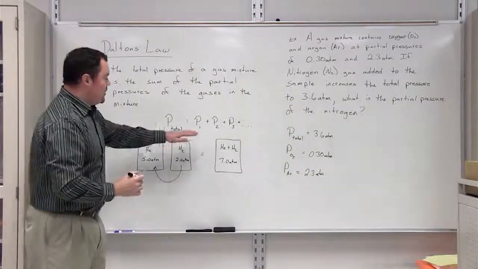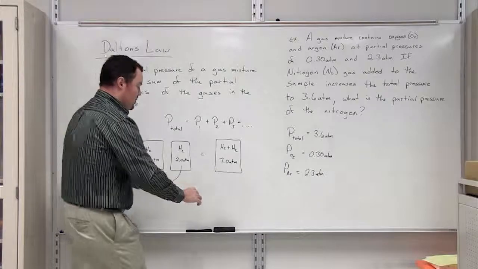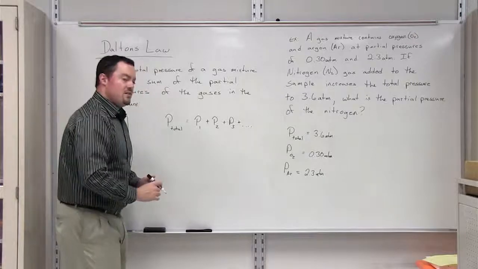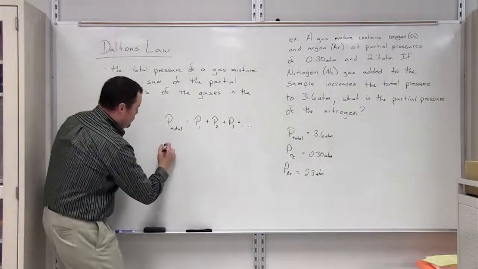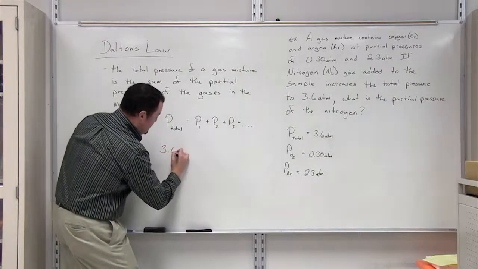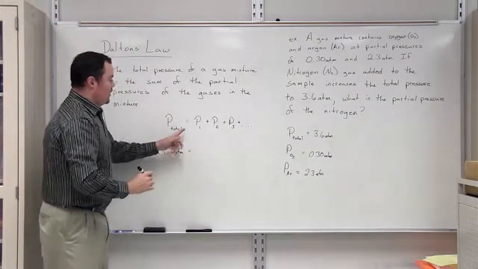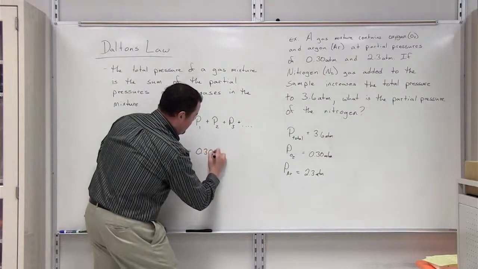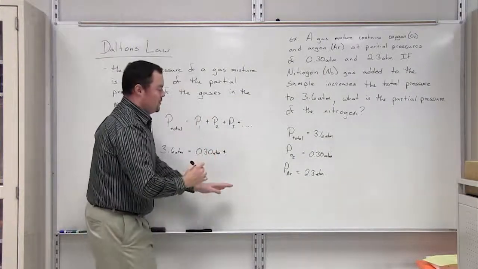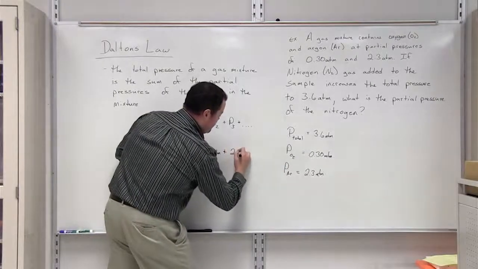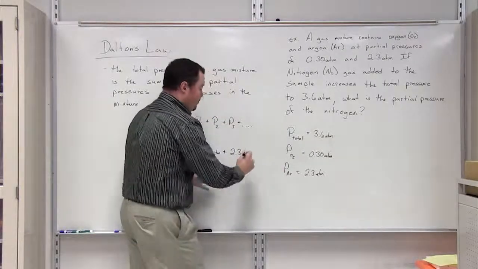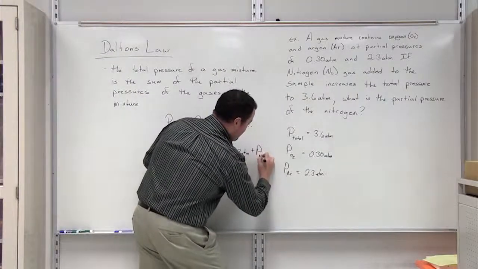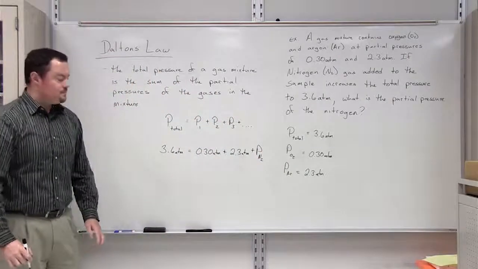Now all that you have to do is insert these variables into our Dalton's law equation, and then we're going to solve for the unknown variable. So our P total is equal to 3.6 atmospheres. And that is going to be equal to the sum of our partial pressures, which is 0.3 plus 2.3 plus the partial pressure of our nitrogen gas, which is the unknown variable that we want to solve for.